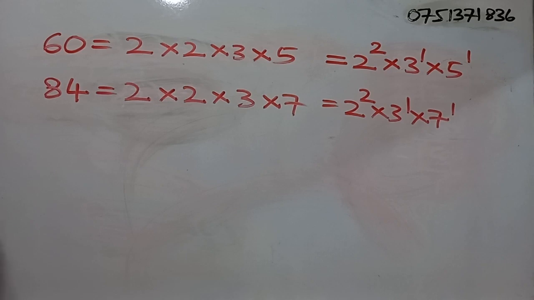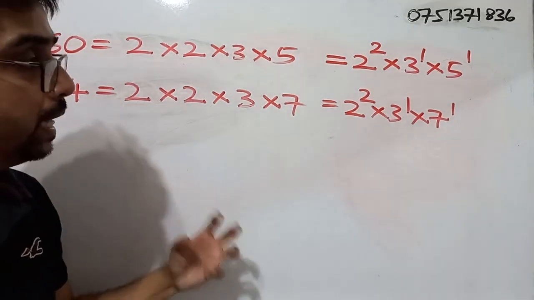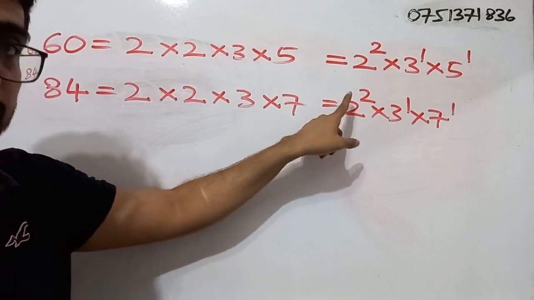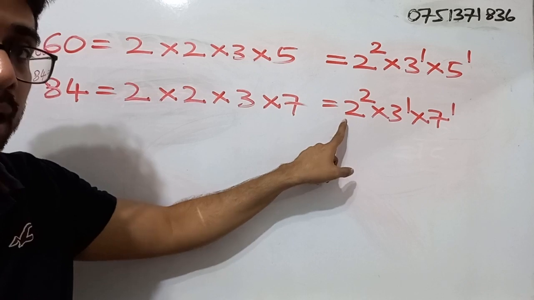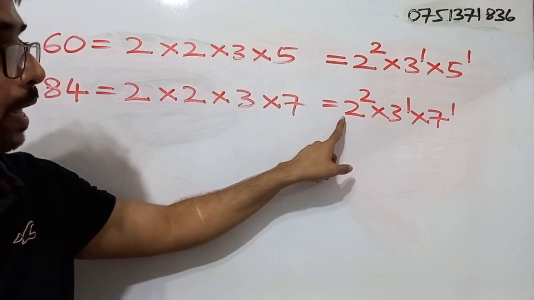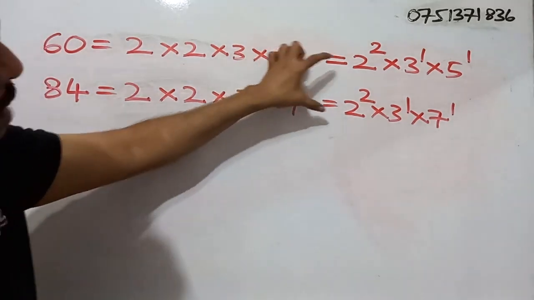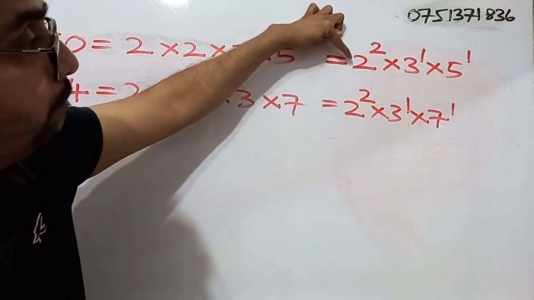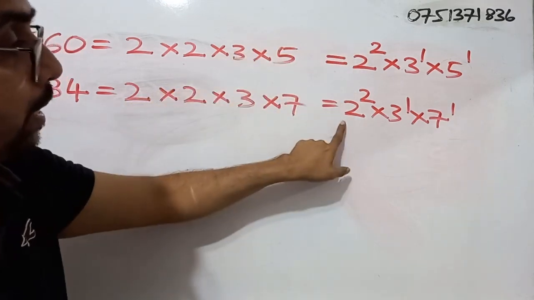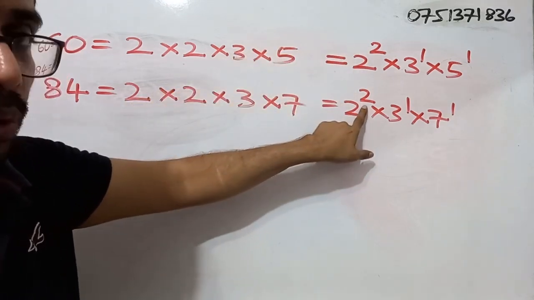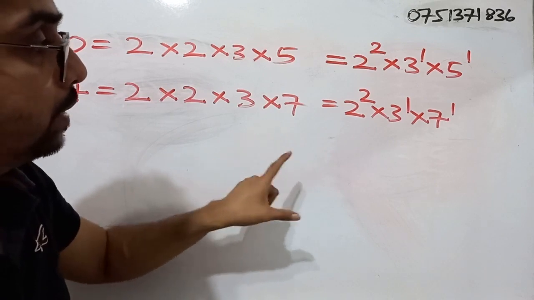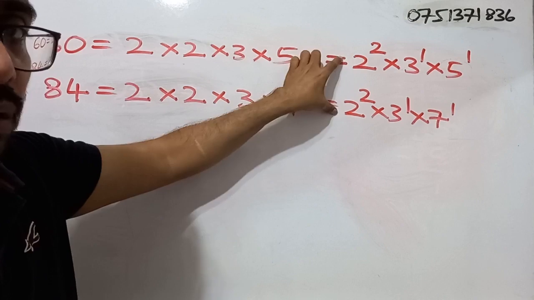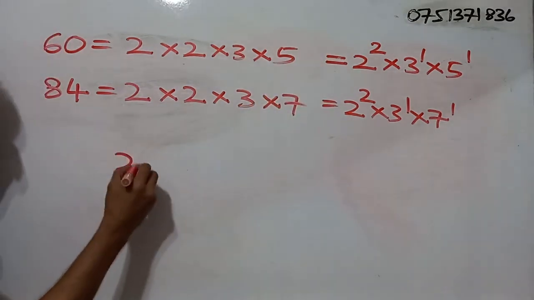Now, what do we have to do? We have to select the indices which have the highest exponent when considering one base, right? So if we consider the base of 2, in the first expression we have 2 to the power 2, and in the second expression also we have 2 to the power 2. That means when we consider the base 2, which one is the highest one? Both of them are highest, no? So we can write 2 to the power 2.